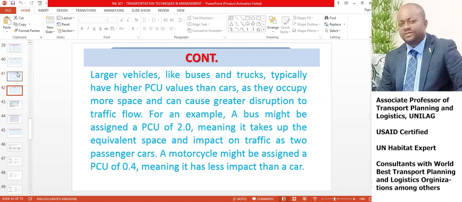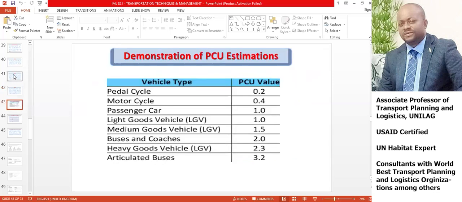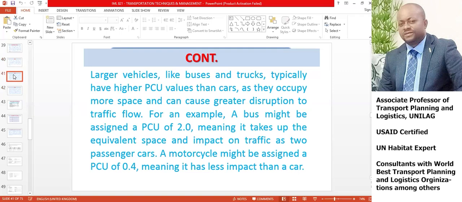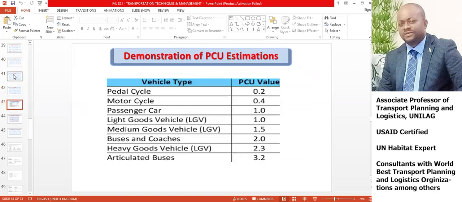So the example is where I'm going to, so that everybody can understand, especially as it concerns the graphics. Now we have the demonstration. The meaning of the passenger car unit is that because we are using 1 for car, everything is coming to represent the space of a car on the road. That's the meaning.